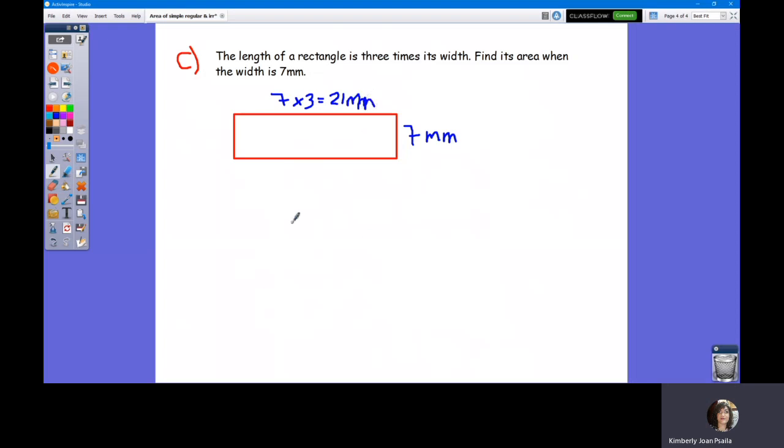Okay, what is the area of this shape? A equals length times breadth, 7 times 21. Okay, you can use long multiplication, column multiplication, or else you can find your answer with a calculator. The final answer is 147 millimeters squared.